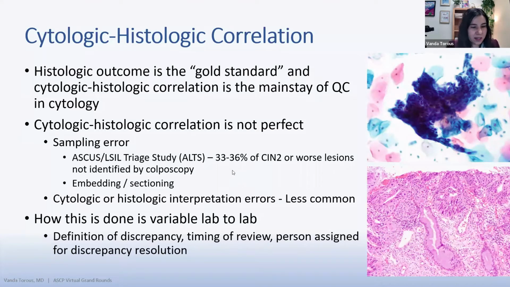In gynecologic cytology, we know based off of large studies that at least a third of high-grade lesions or worse are not identified by colposcopy. Also, you add on to that issues with embedding and sectioning, and you can see how this could play a big role in there being a discrepancy. However, cytologic or histologic interpretation errors do occur. These are less common. But as somebody who does our cytologic-histologic correlations, this really is an area that we can really learn a lot from.